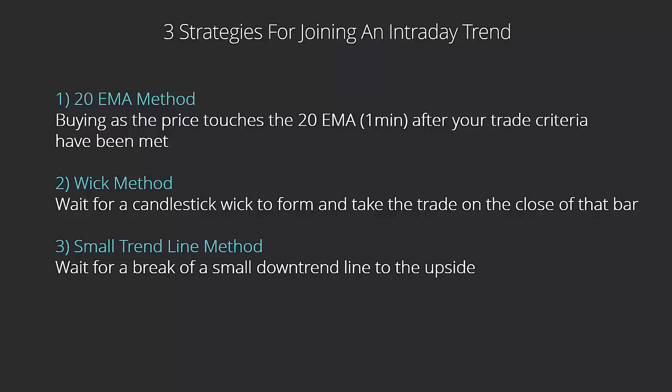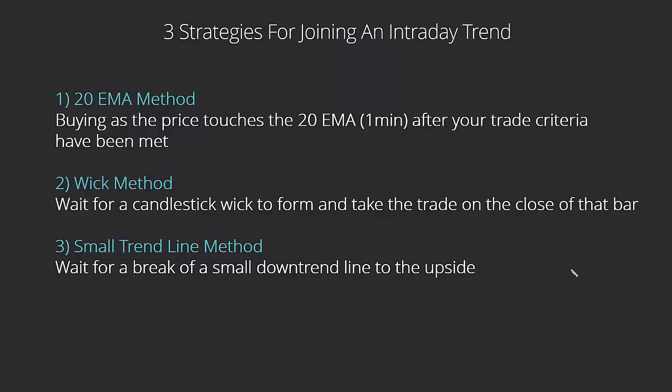The theory of this is we buy as the price touches that 20 period moving average. It's on a 1 minute chart, by the way, guys, after your trade criteria is met, and we saw those in the earlier slide. Number two, the wick method. We talked about how a candlestick is formed. So what we want to do is we're looking for a good wick to form, and we're taking a trade on the close of that bar.